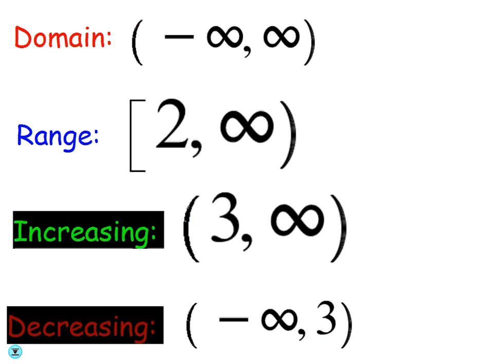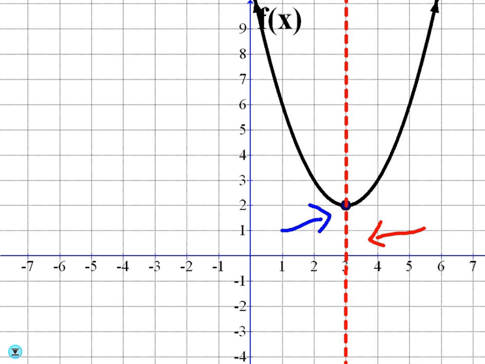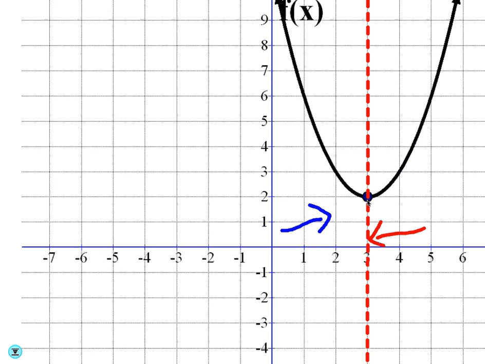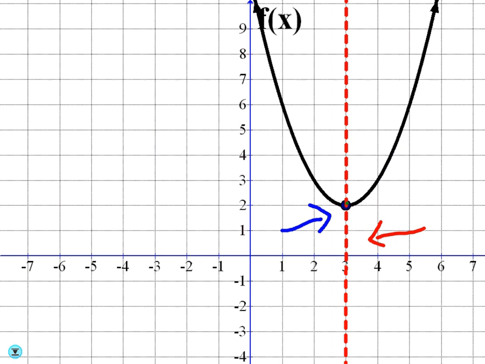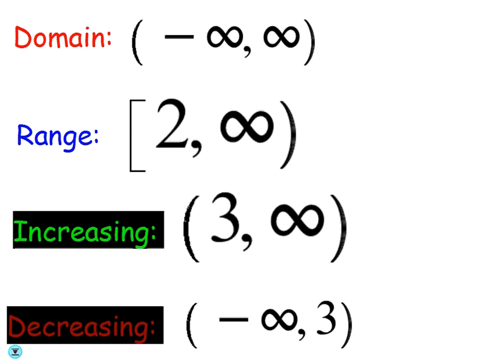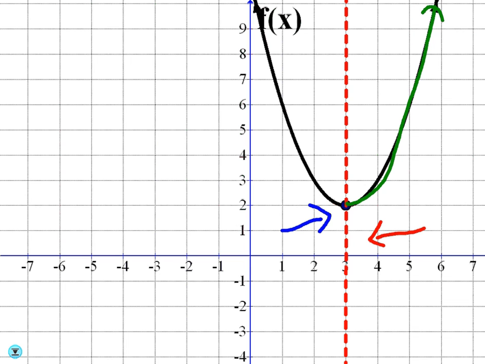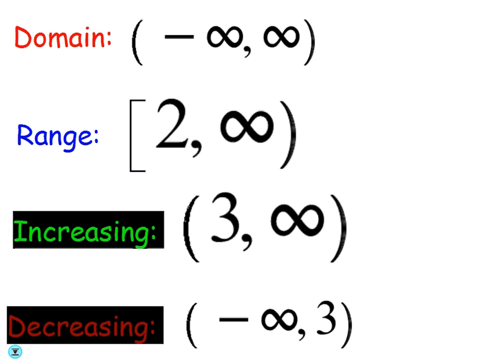Increasing is where the graph goes up. So that would be from 3 to infinity. Graph's going to increase, go up, right? It's going to decrease from negative infinity to negative 3. So it's going to go down from negative infinity to negative 3. So when you get the worksheet, you're going to have to answer these questions, which are review, but equally important.